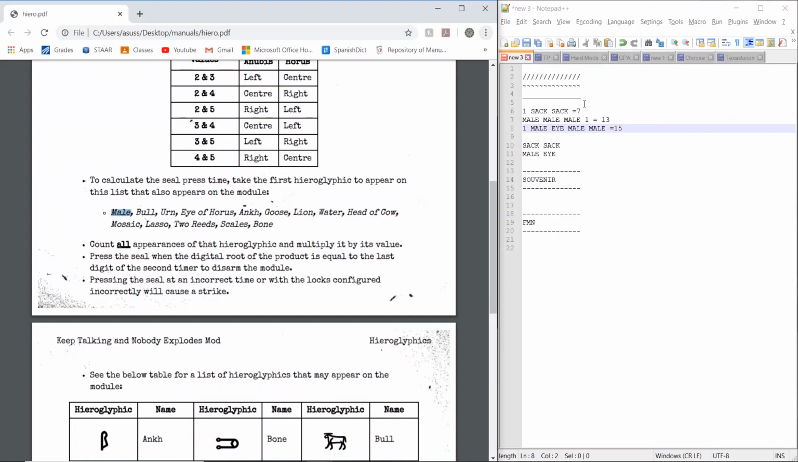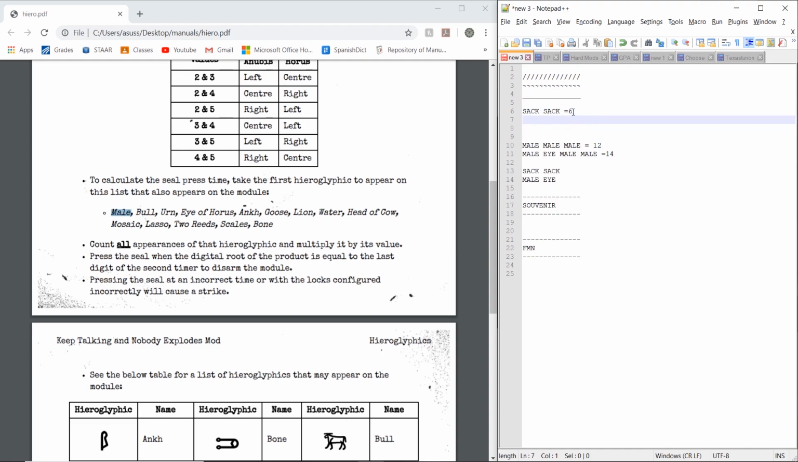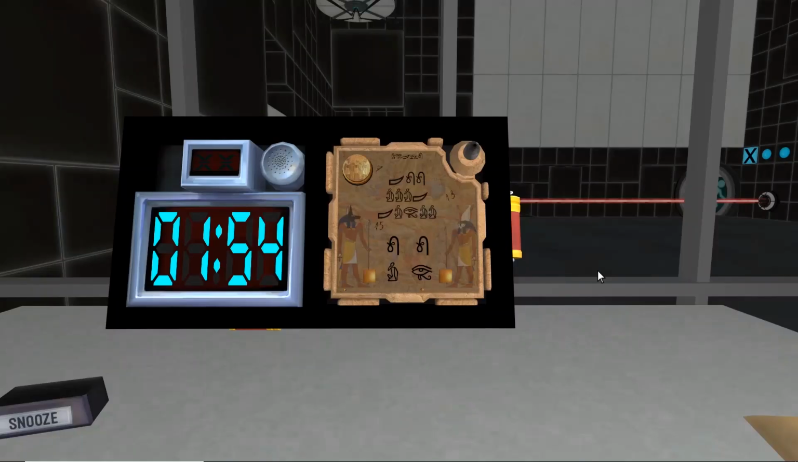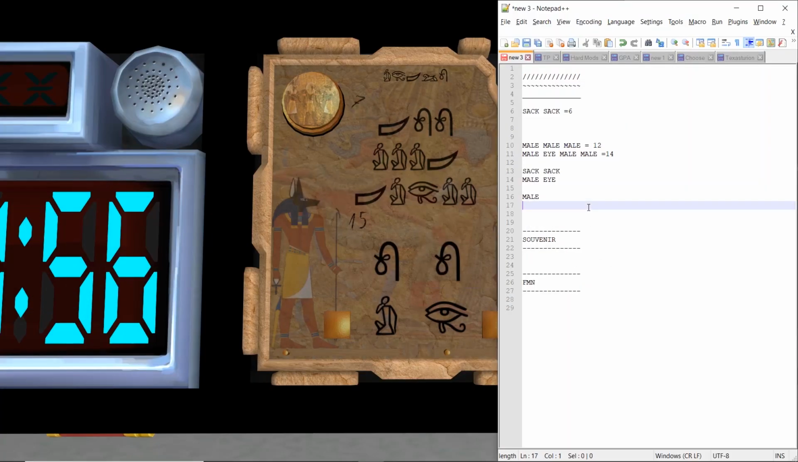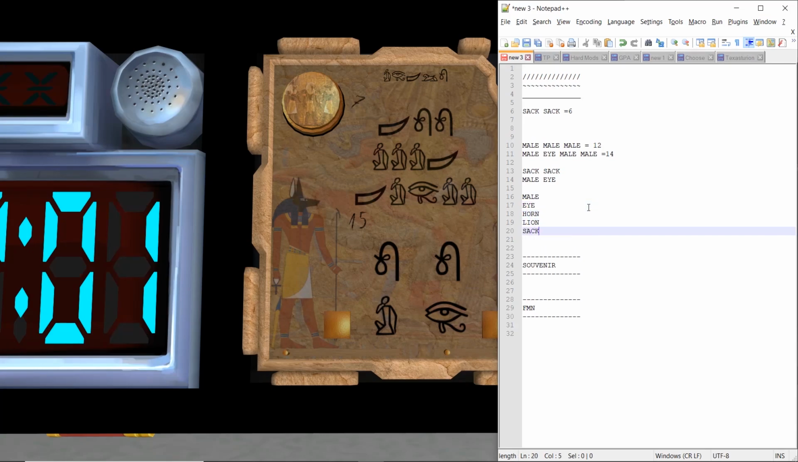And now, we remove 1 from both sides. So, this becomes 6, this becomes 12, and this becomes 14. Oh, this one's actually pretty simple. Okay, so we have the same situation as before, where we have 2x equals 6, so we have sack equals 3. So, let me write down the things again. So, male, eye, horn, lion, and sack.